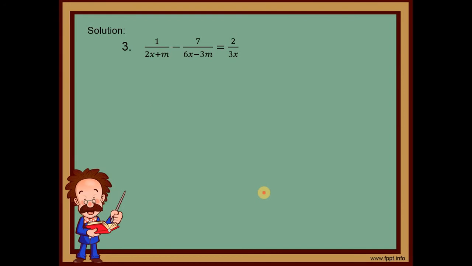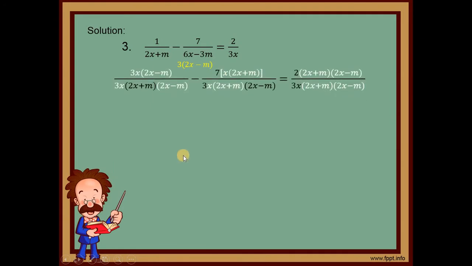First step, simplify muna natin yung denominator. Yung 6x minus 3m is equivalent to 3 times 2x minus m. Next, same denominator. Next is get the numerators. Next thing na kailangan gawin natin is i-collect natin yung terms na nagko-contain ng x squared. So dito, sa unang term, meron tayo ditong 6. Dito meron tayong negative 14. Sa kabilang side, meron tayo ditong positive 8. Lipat sa kabila, magiging negative 8.